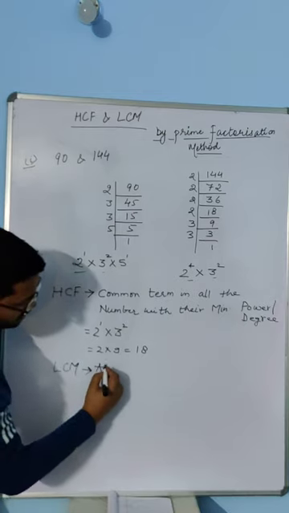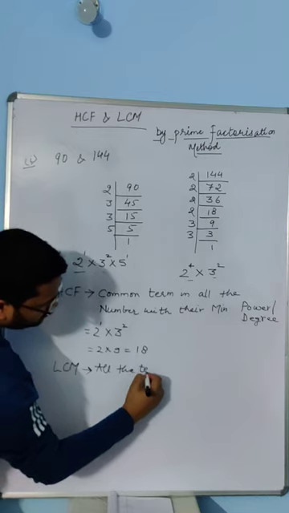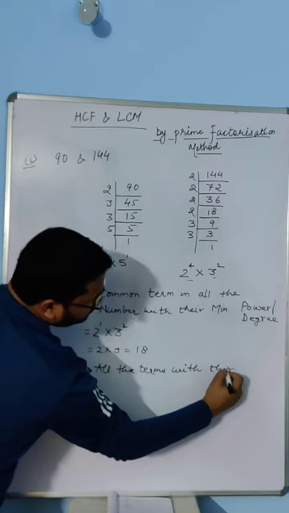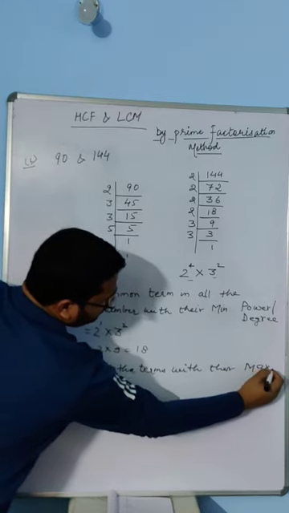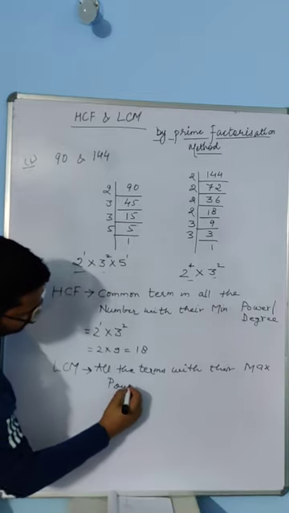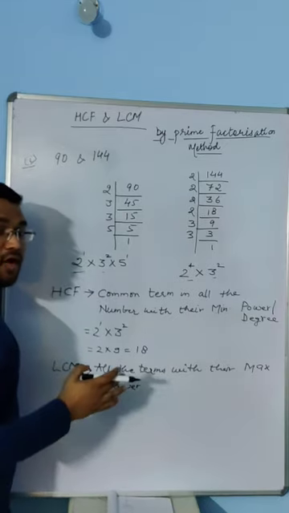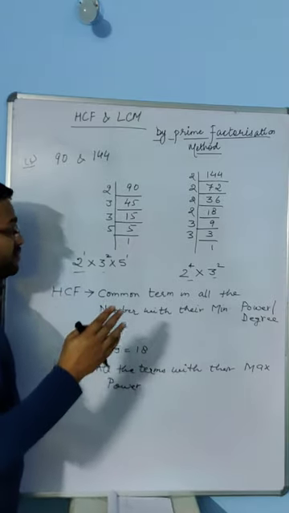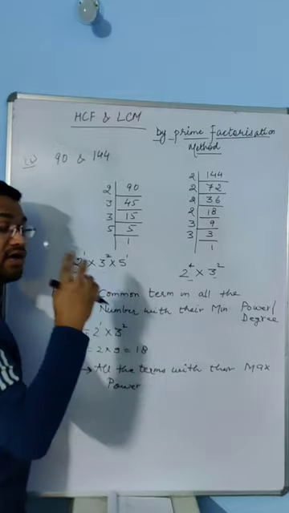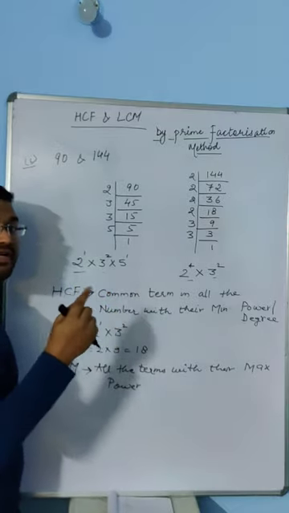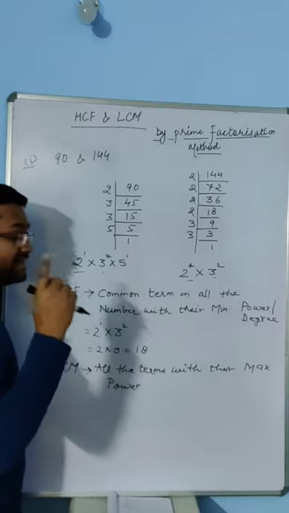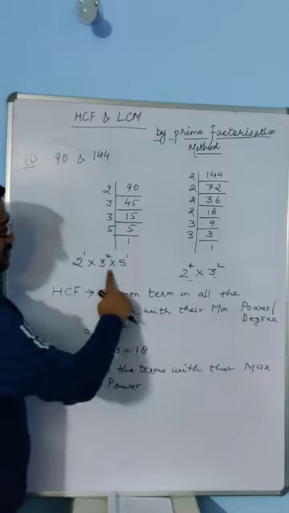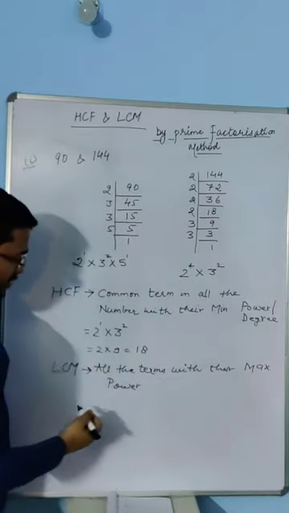LCM means all the terms with their maximum power. All the terms, whether common or uncommon, you have to consider all the terms with their maximum powers. We will not think of only the common terms. If we have that term even once, we have to take care of that single term with its maximum power. Now the approach changes a little for LCM.